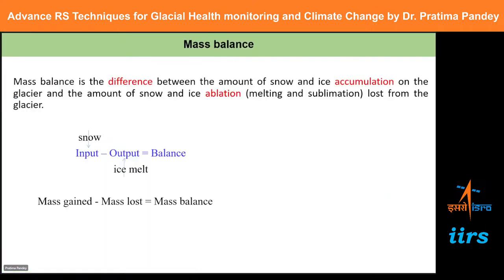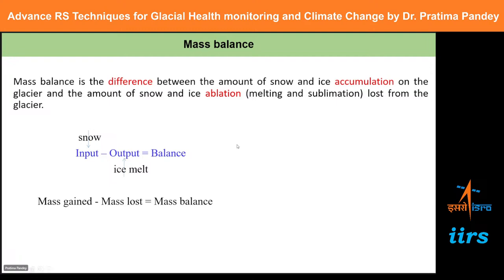Now the most important parameter for glacier health monitoring is mass balance. As we saw in the previous slides, mass balance is basically whatever input is there in the glacier in terms of snow, and whatever output is from the glacier in terms of ice melt, and what remains to the glacier. So input minus output, which remains to the glacier, is the balance. Mass balance is the undelayed response of a glacier to climate change. So by monitoring mass balance, we can directly understand what is going on in the climate.